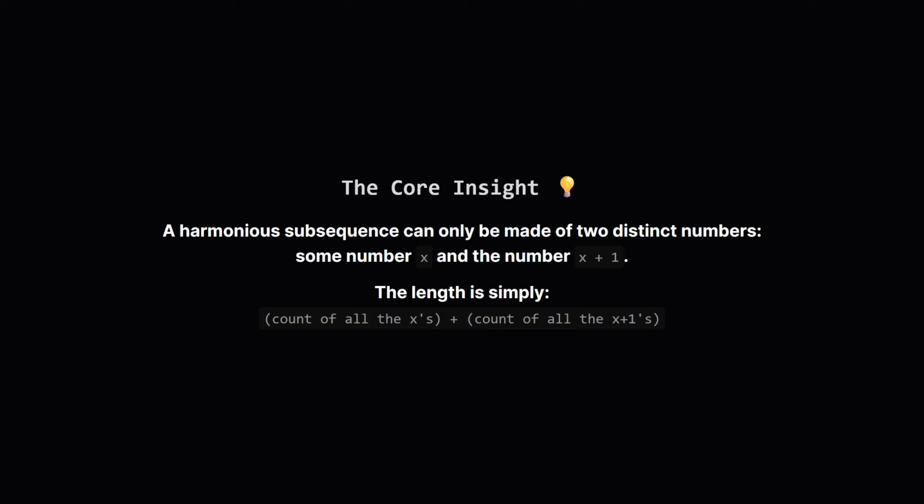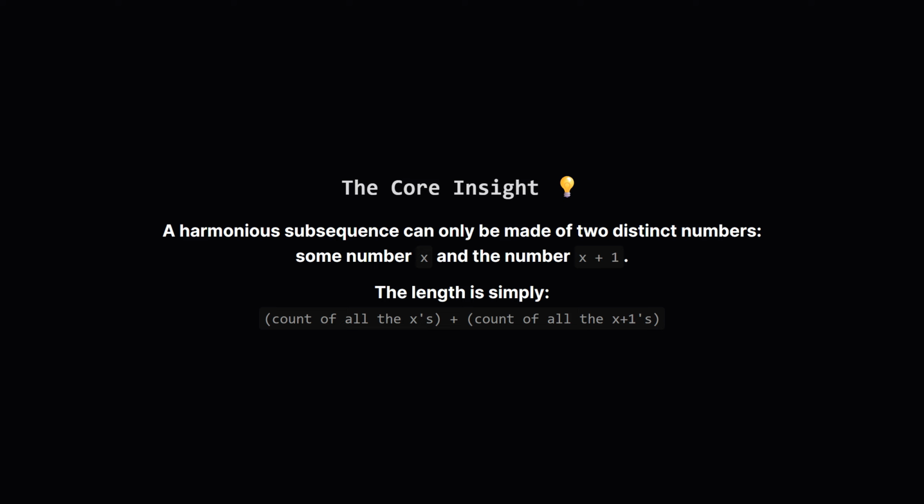Here's the aha moment. A harmonious subsequence, by definition, has a max and min that are 1 apart. This means it can only be made of 2 unique kinds of numbers. For example, 2s and 3s, or 7s and 8s. It can't have, say, 2s, 3s, and 4s, because then the max would be 4, and the min would be 2, and the difference would be 2, not 1.